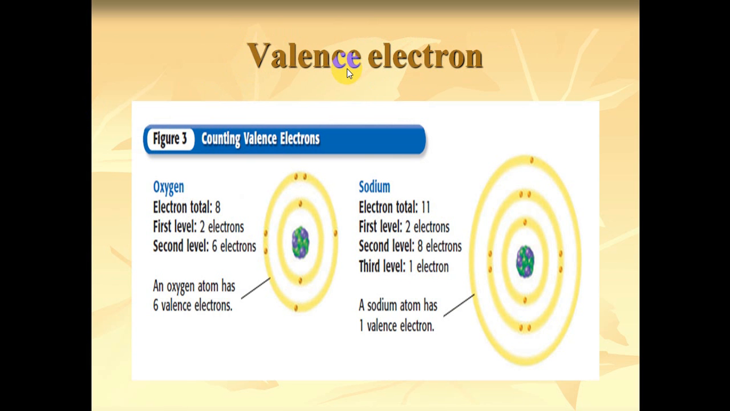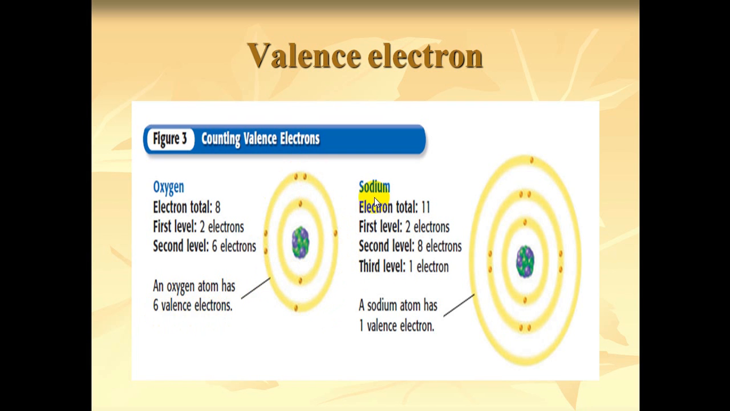The valency electrons for the two atoms here: we have the oxygen, and we have the sodium. The oxygen has a total of 8 electrons, so the inner shell will take 2. And 8 minus 2 is 6, so how many will the outer shell take? 6 electrons: 1, 2, 3, 4, 5, 6. So here the oxygen has 6 valency electrons.